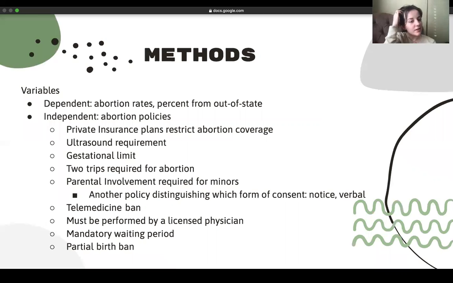So my methods, my dependent is abortion rates and my percent out of state. Independent is abortion policies.